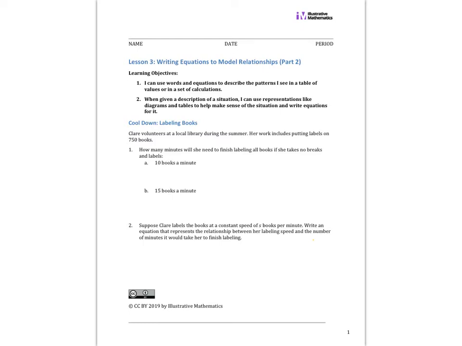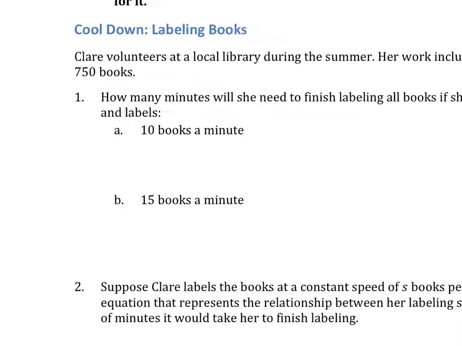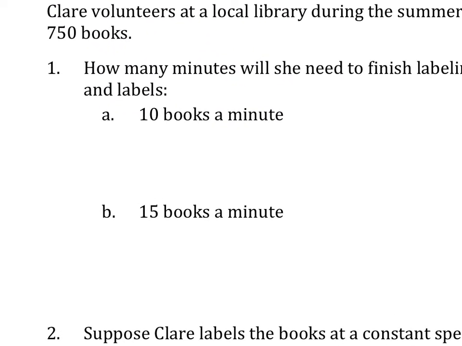So the first question says, how many minutes will she need to finish labeling all books if she takes no breaks and labels A, 10 books a minute, and B, 15 books a minute? So to figure this out, the rate is just books per minute. So you want to do 750 divided by 10, which tells us that is 75. So she would need 75 minutes.